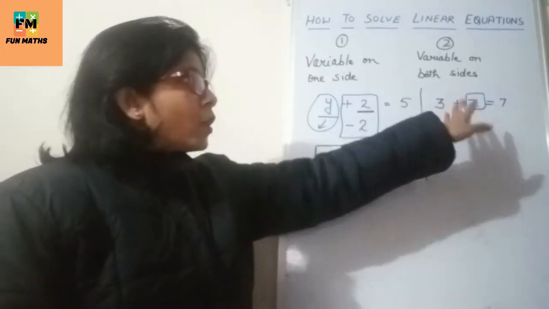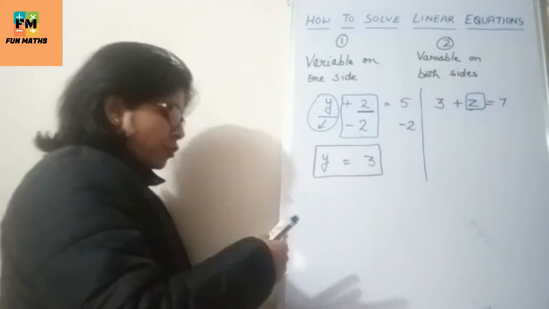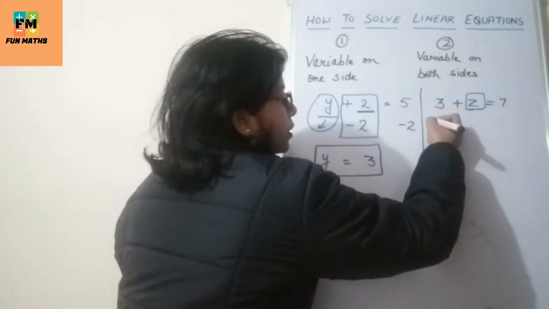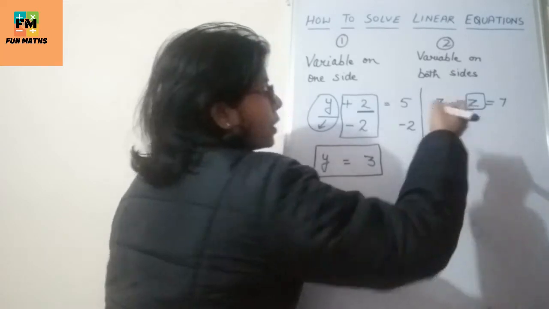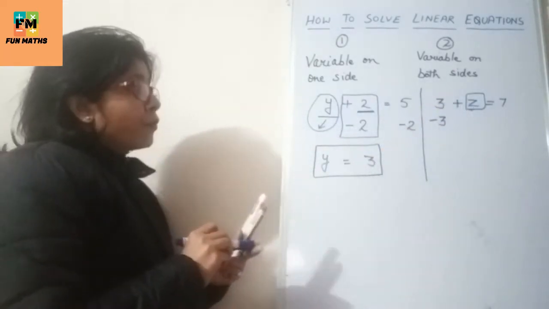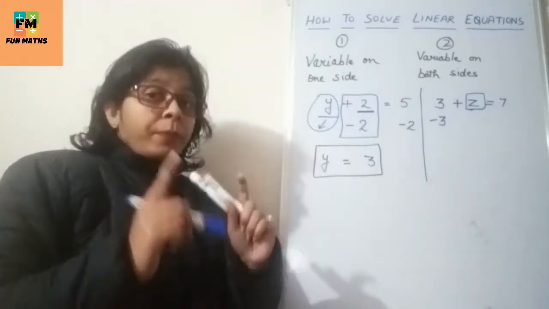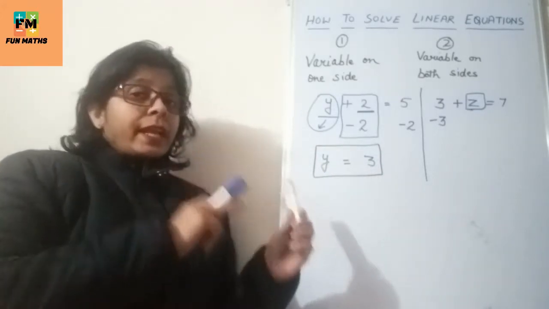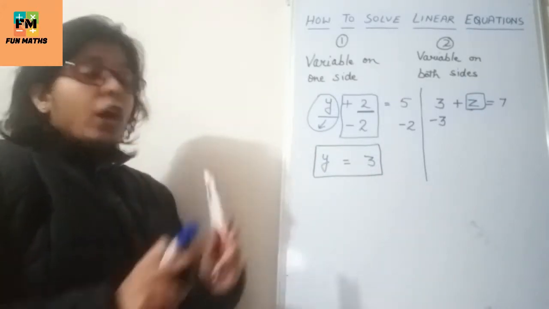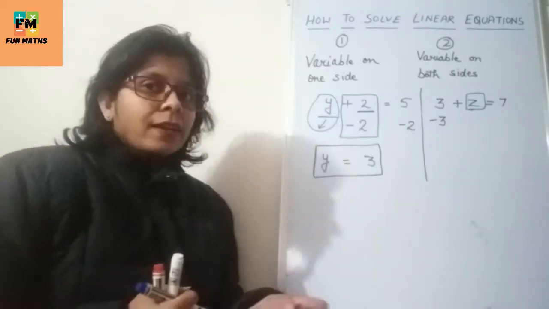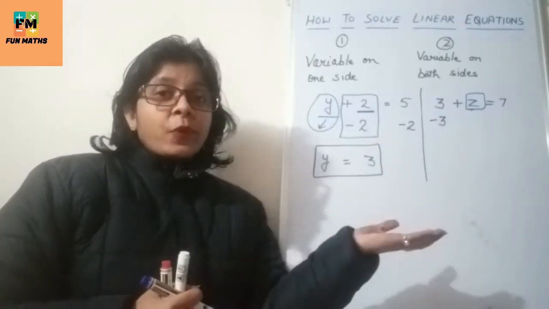Now, to get rid of 3, what can we do? We have to subtract 3. If we subtract 3, definitely what will happen? We can easily remove this 3 from here, right? But as I told you, it is like a weighing scale, so we cannot make our equation imbalanced, right? So we have to make our equation balanced.